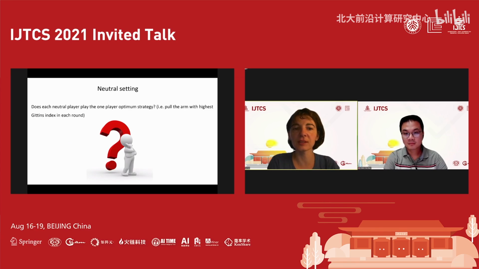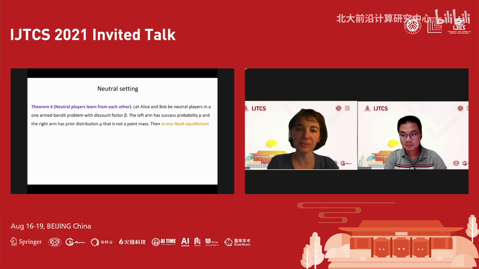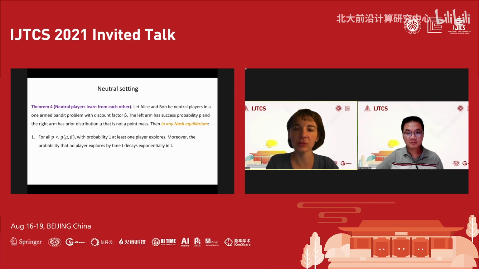So the question is, does each neutral player play the one-player optimal strategy, for example, which would be to pull the arm with highest Gittins index in each round? So that turns out to not be the case. And the phenomenon that we find is that at a high level, neutral players learn from each other over a range of parameters. So again, we have the same setting with Alice and Bob. And there are two things that happen. So one is that in any Nash equilibrium, for all P less than the Gittins index, G, with probability 1, at least one player explores.